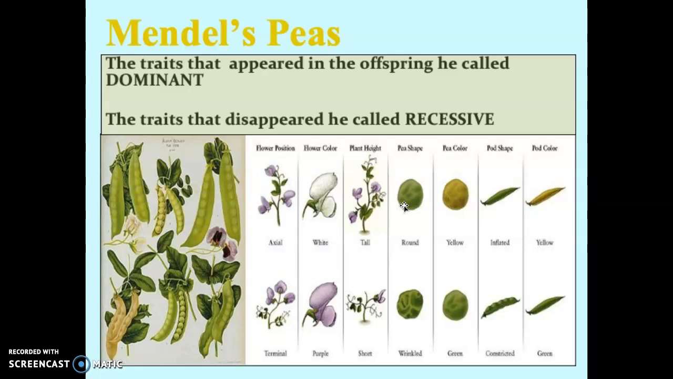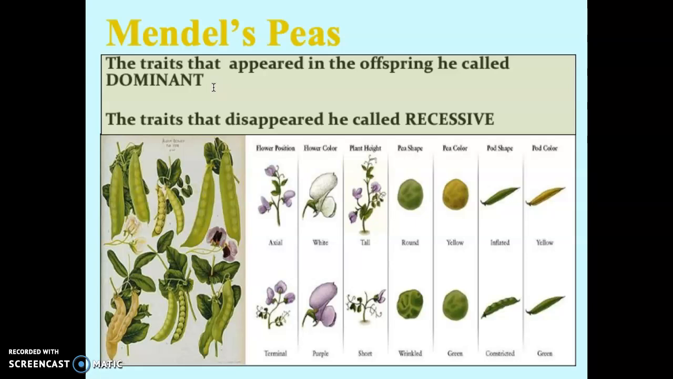But when we look at the purple flower compared to the white flower, the purple flower appeared in that first generation in all of the children. And then it appeared 75% of the time in the grandkids. The trait that appeared 100% of the time in the regular kids and 75% in the grandchildren, he called that trait dominant. And in this case, the purple plant was dominant to the white plant. The plant that disappeared in the first generation but reappeared in the second generation, that trait is called recessive.